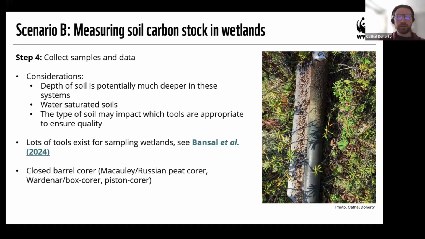Now, I'm not going to cover every single tool that could possibly be used in every environment, but luckily there is an existing paper that does, and it covers pretty much extensively every wetland environment you could encounter in Canada and the tools to approach that. So yeah, if you look at the Bans-Lytle paper, it's really a great resource to have.